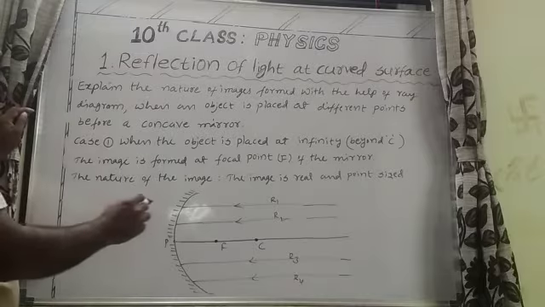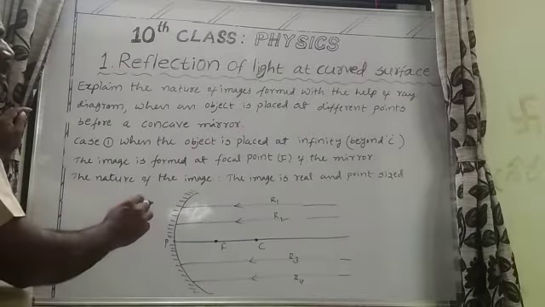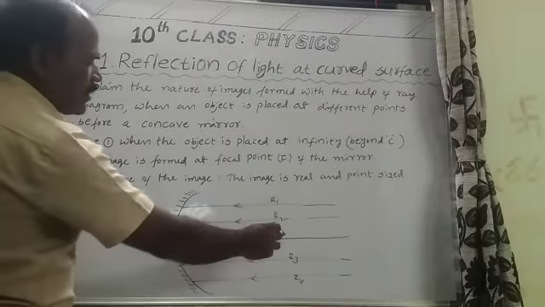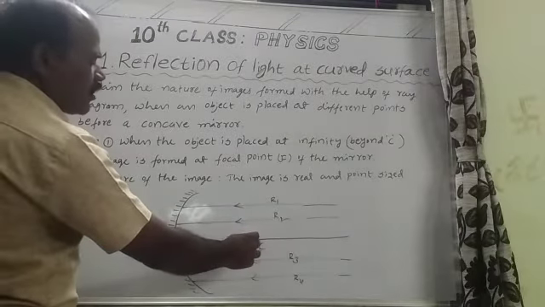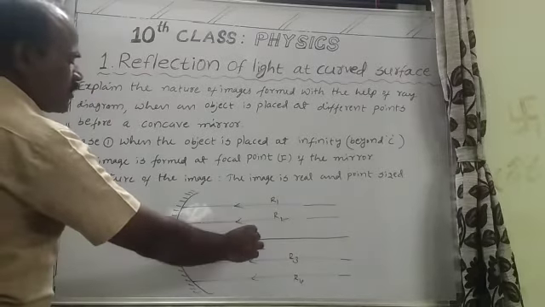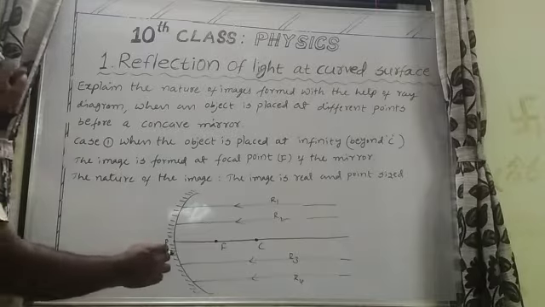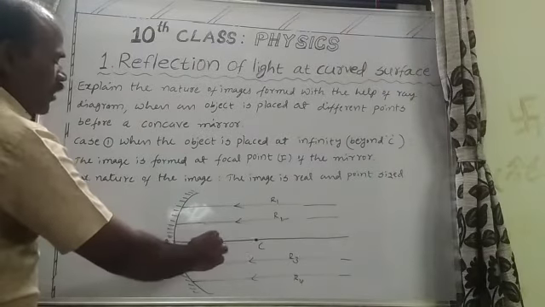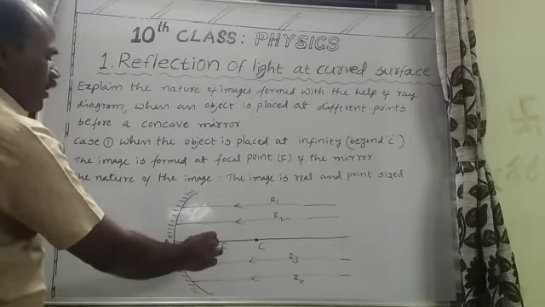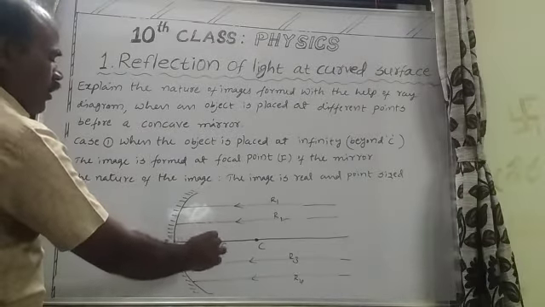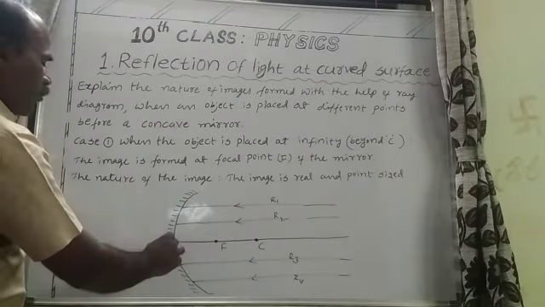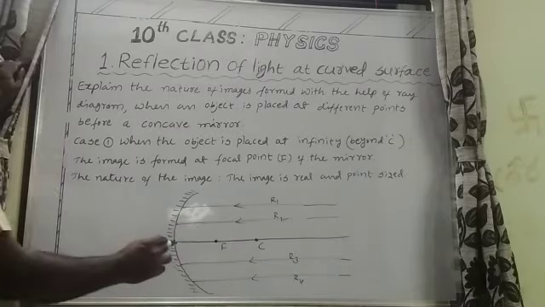Case 1, object placed at the infinity, that means behind C. Case 2, object placed behind C, in between the center of the curvature and the infinity. Case 3, the object placed at the center of the curvature. Case 4, the object placed in between the focus and the center of the curvature. Fifth case, object placed at the focal point. Sixth case, the object placed in between the pole and the focus.